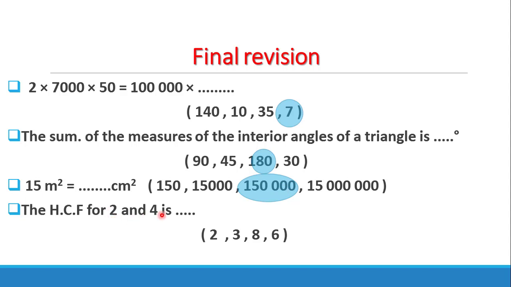The highest common factor for 2 and 4. Let's revise. What are the factors of 2? 1 and 2. What about 4? 1, 2, and 4. So the highest common factor here is 2.